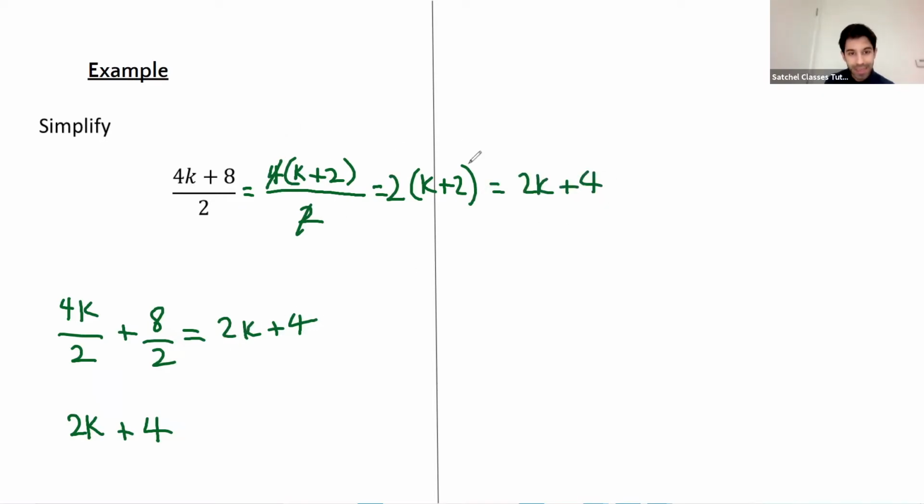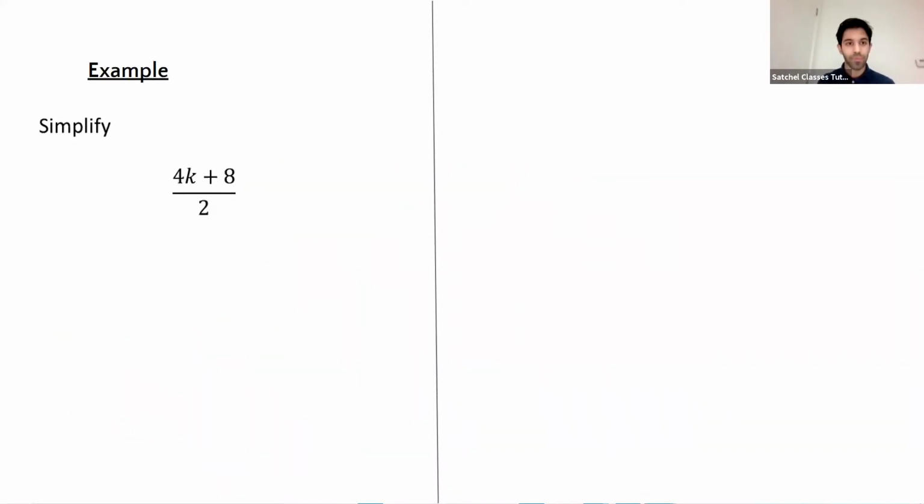Now you might think this step was a lot longer. However, for more complicated problems, this step is a lot more effective. So whilst right now this was quite quick, with more difficult problems, this is a better method to utilize. All right, let's do one more example then. So I'm just going to do the factorizing method here.